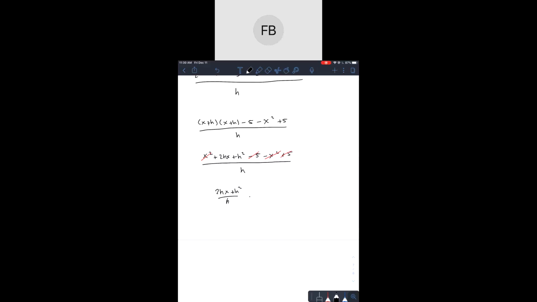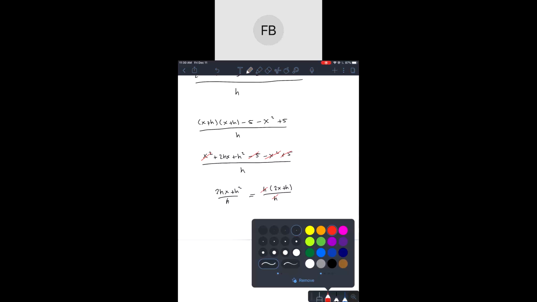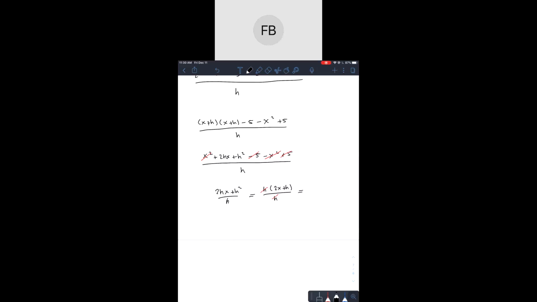Now, is there a way to get rid of that h? Yes. Why don't we factor out an h in the top? So that would be 2x plus h, because I took out an h from each of those values, and then over h. So now these can cancel out, and we're left with 2x plus h. I hope I did that right. I'm not sure. Does it look good?